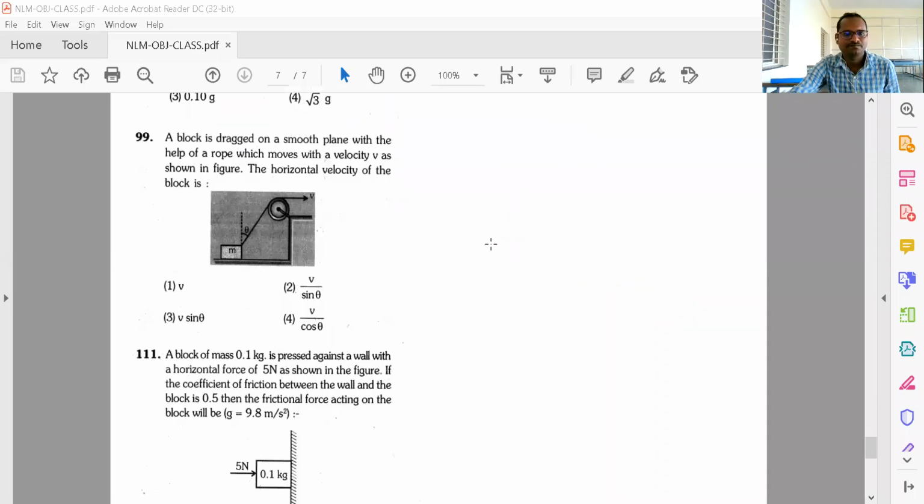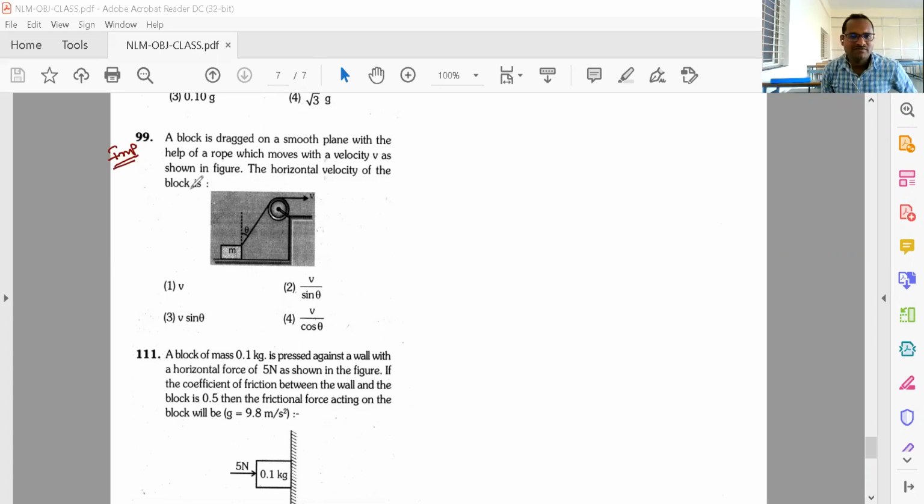Let us take question number 99. See, a block is dragged on a smooth plane with the help of a rope which moves with a velocity v as shown in the figure. Yes, important question. You need to remember this type of concept.